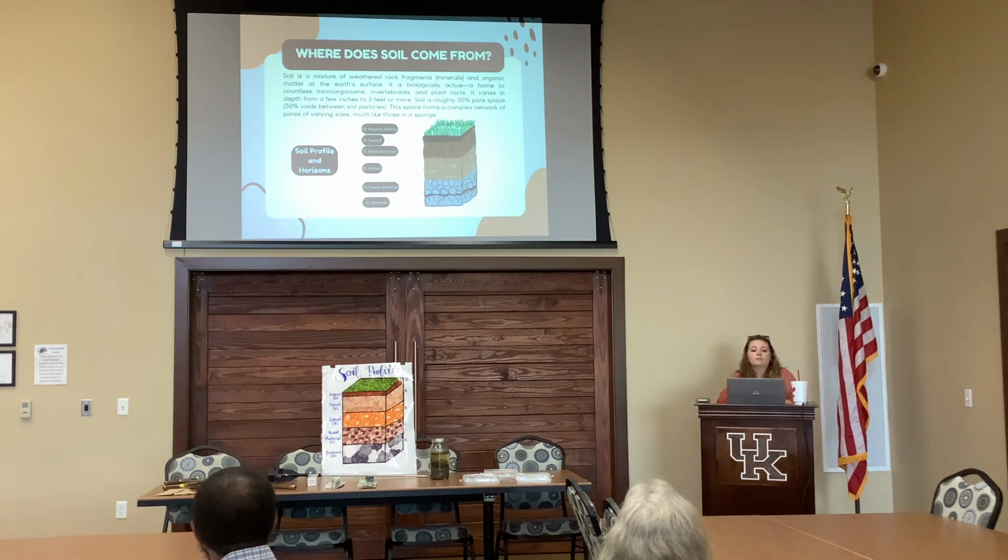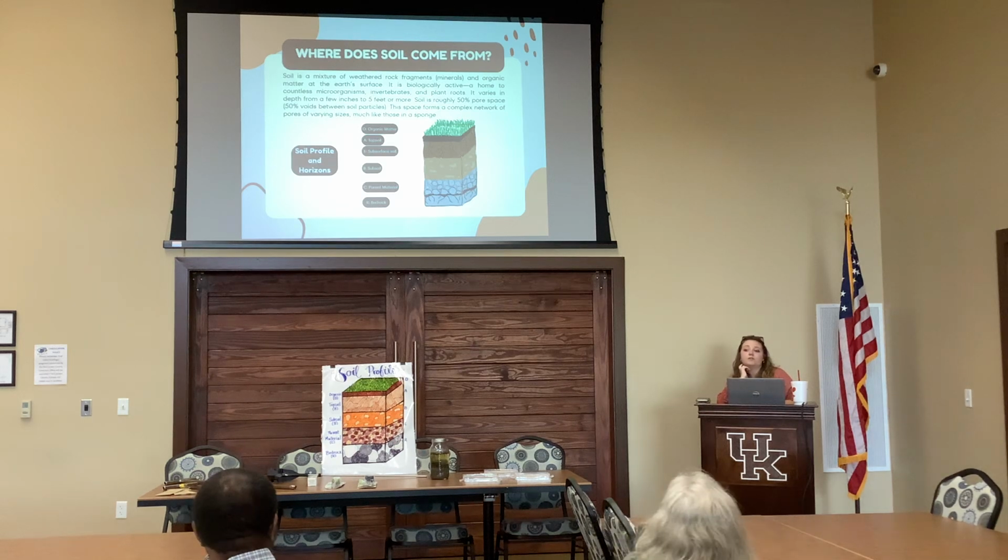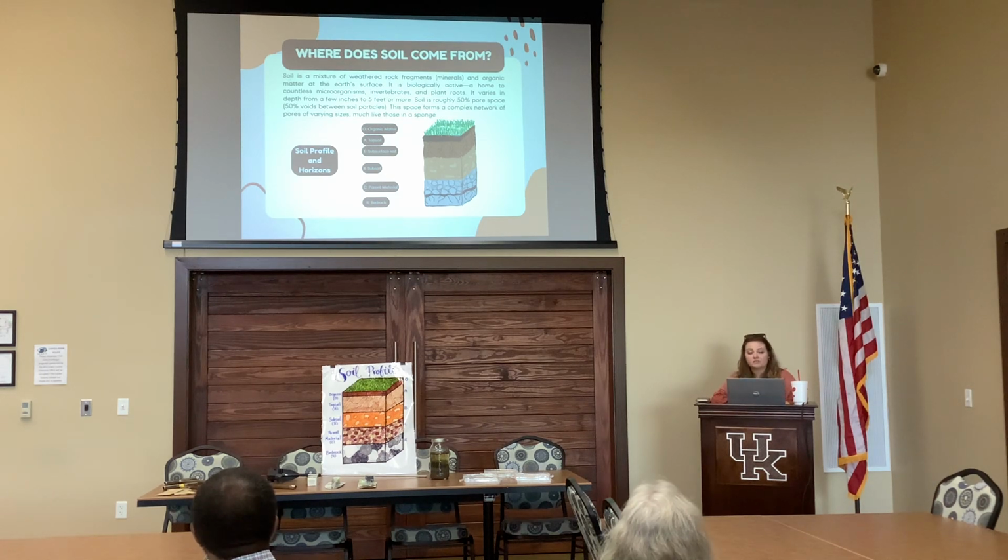So where does soil come from? Soil is a mixture of weathered rock fragments or minerals and organic matter that's on the Earth's surface. It's biologically active and a home to countless microorganisms, invertebrates, and plant roots. It varies in depth from a few inches up to 5 feet or more. Your soil is roughly 50% solid material, and then the other 50% is voids between the soil particles. So this space ends up forming a complex network of pores of varying sizes, kind of like a sponge. And that's really what soil is at the end of the day, it's just a big sponge that is often dirty.